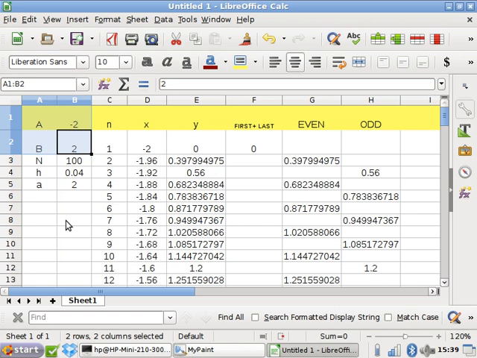They're doing it for A is 1 and for A is 2. There's no problem, just copy and paste.